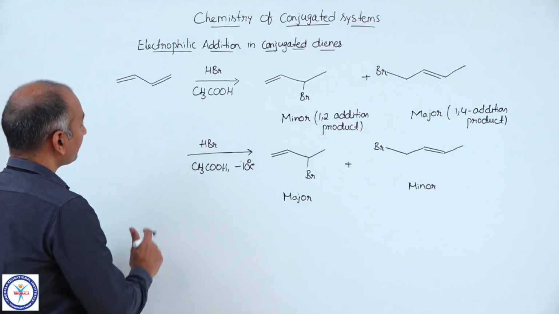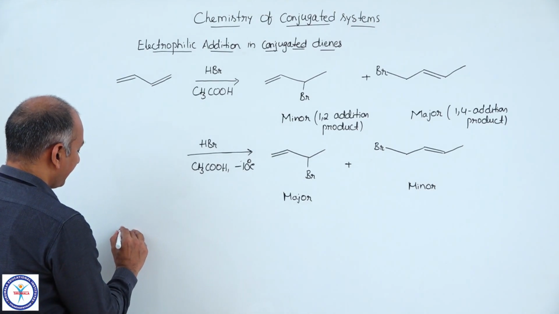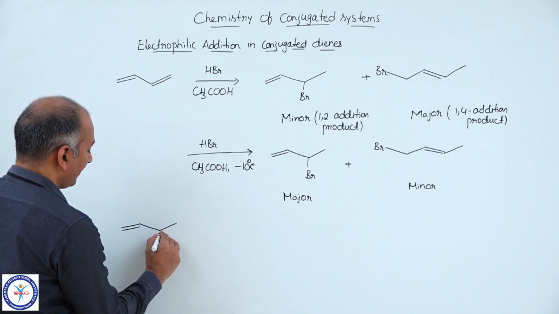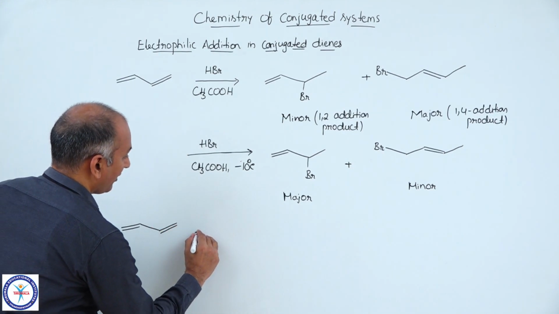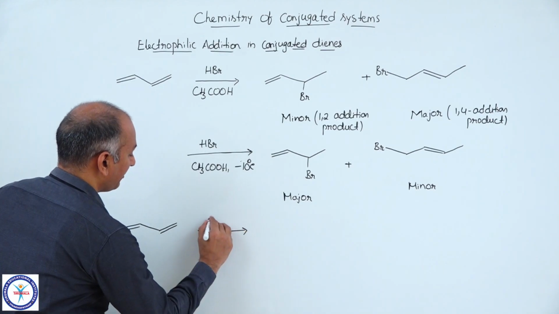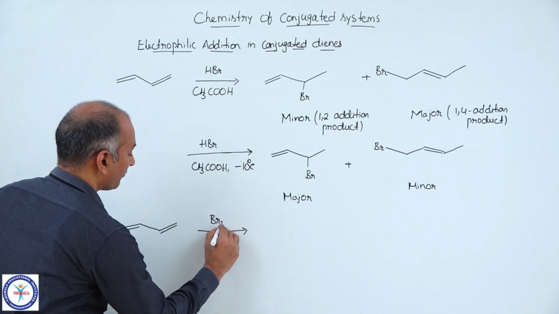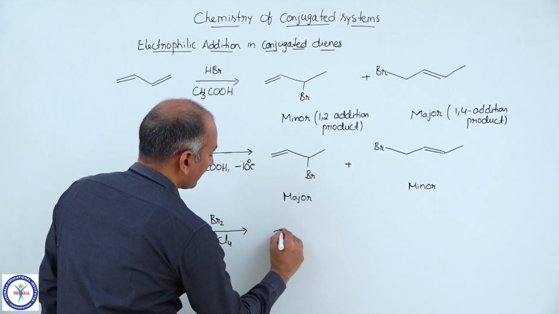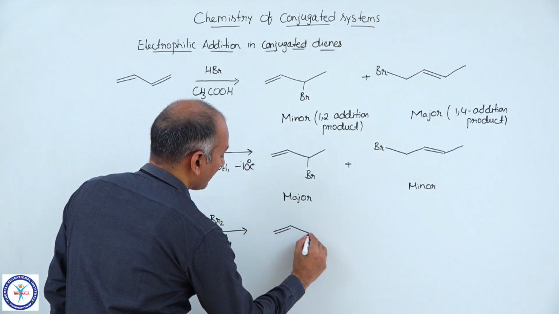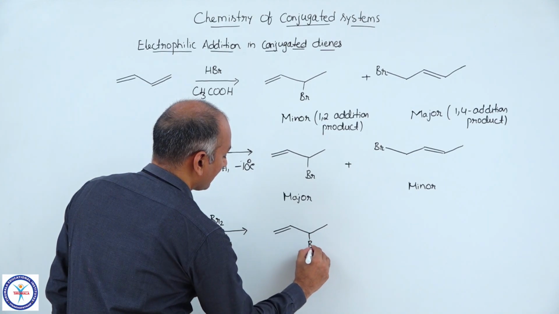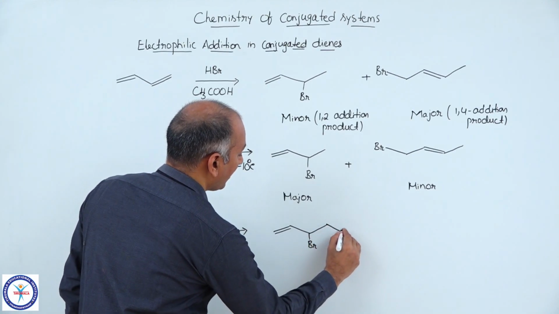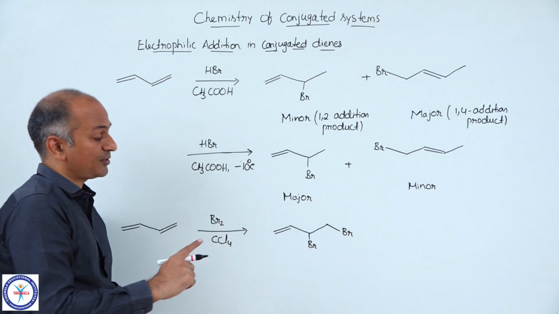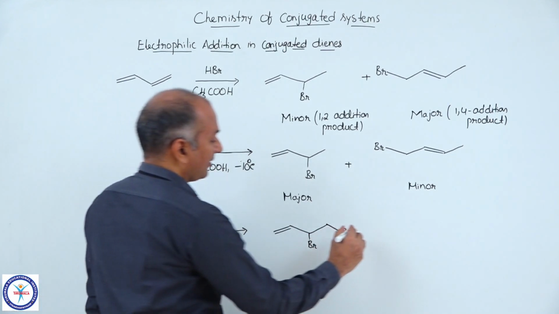One more example. Suppose you take the same 1,3-butadiene. Now you treat this compound with Br2 in CCl4. Here again two products are obtained. One is where the Br atoms get added to neighboring carbons. So 1,2 addition it is.